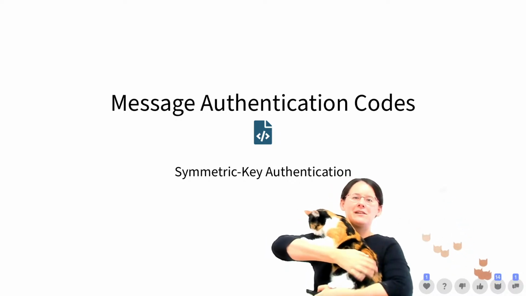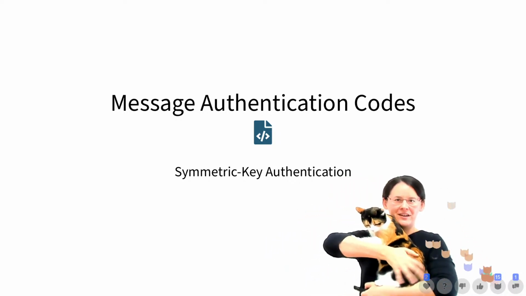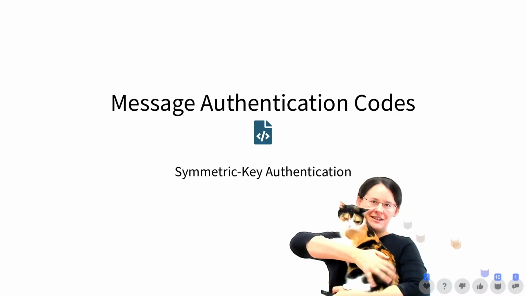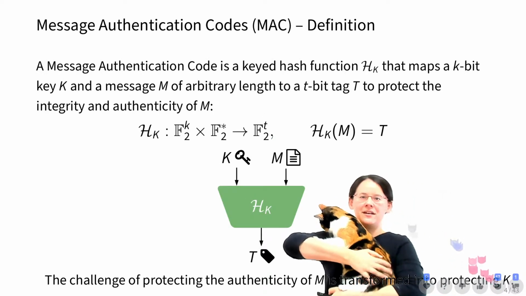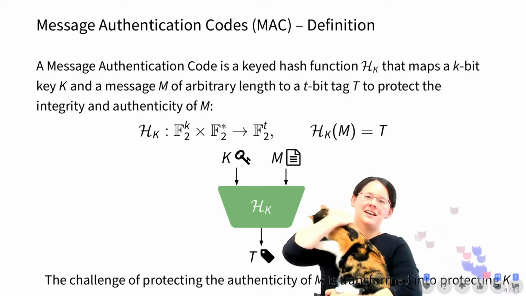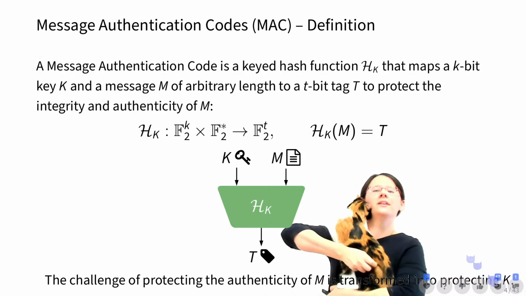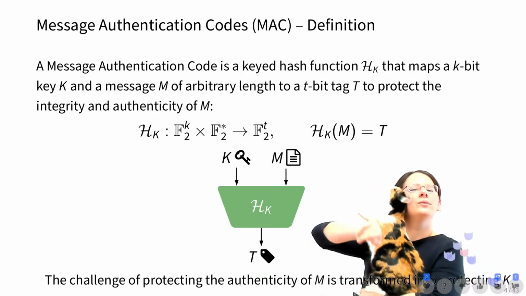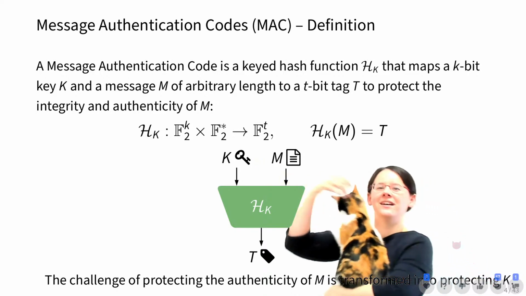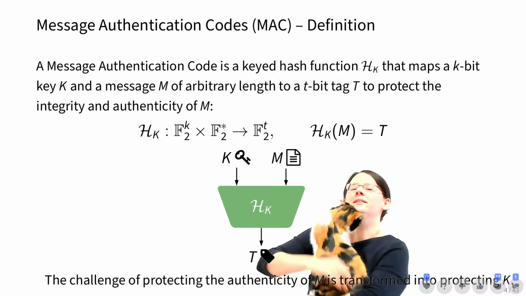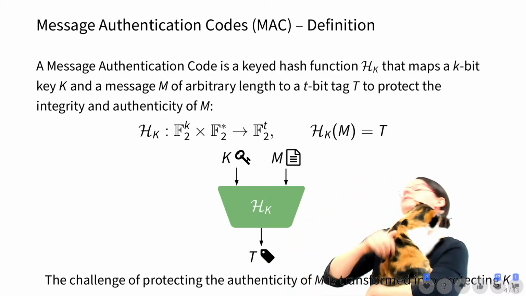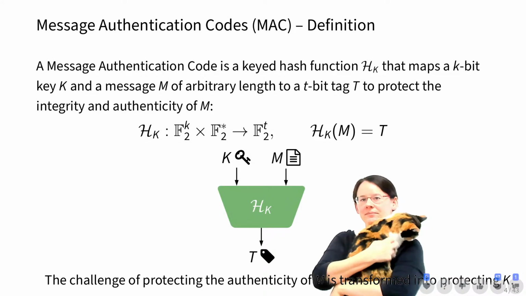So the middle version on the picture I showed before, where both parties have a secret key. This means that the picture of a message authentication code actually looks very similar to the picture of a hash function. The only difference is that we don't input only the message, but also the symmetric key. And the tag will depend both on the message and the key.